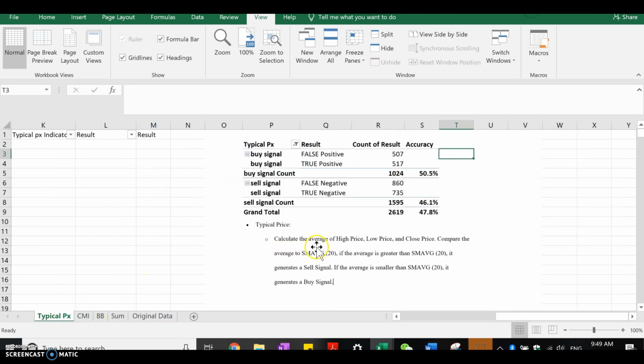The first technical indicator is typical price. It's very easy to calculate. It is calculated as the average of the high price, low price, and close price. And then I'm going to compare this to the moving average of 20 days. If the typical price is greater than the simple moving average, this is considered a sell signal. And if it is smaller than the simple moving average, it is a buy signal.